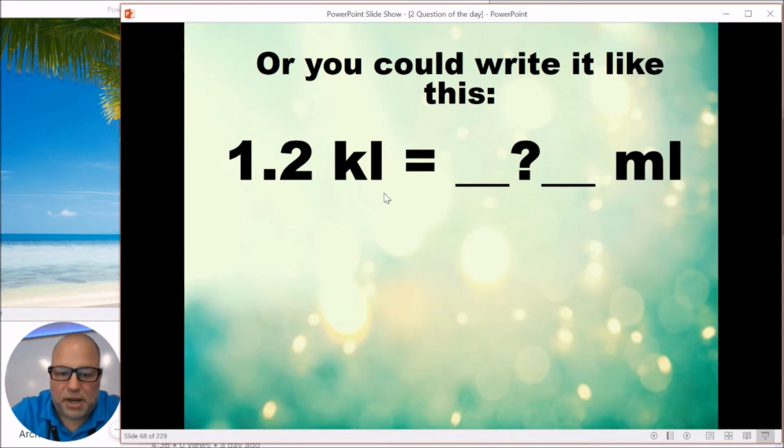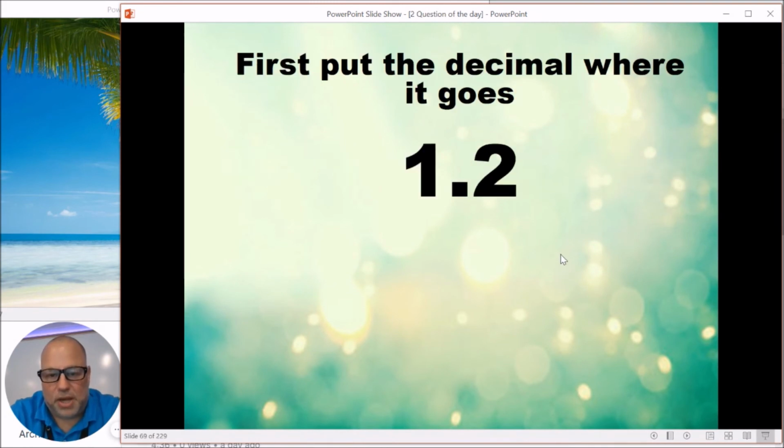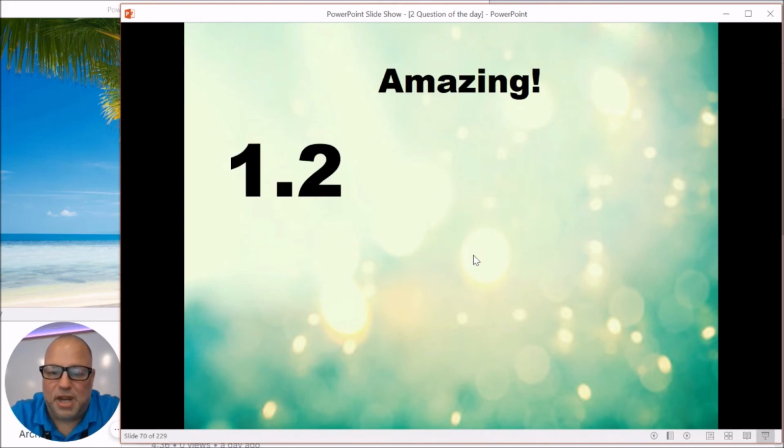So the shorter way you could write this, 1.2 kiloliters is how many milliliters? That's the shorthand version of the same exact question that they have. Okay, where does the decimal go? Well, it's already there, 1.2, so we're good with that. Most people should be able to get that, so if you got that, you're amazing.